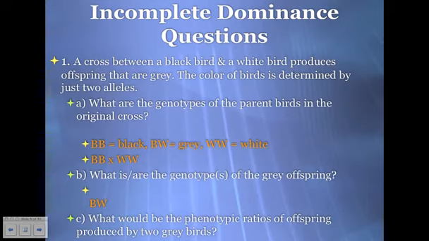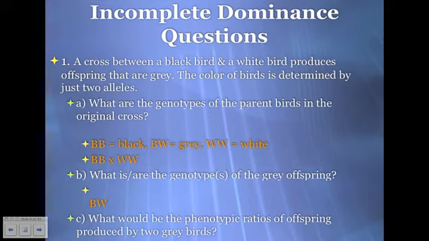For incomplete dominance questions, I use two different letters and recognize that when they're combined, the third or heterozygote is going to be a different phenotype. So instead of using a capital B for black and a lowercase b for white, I use a B for black and a W for white. I do not use any lowercase letters, and I recognize that when the B and the W both exist as the heterozygote, that's gray. So in this case, for part A, I use two capital B's to denote the black bird, two capital W's to denote the white bird, and a capital B, capital W to denote the gray bird.